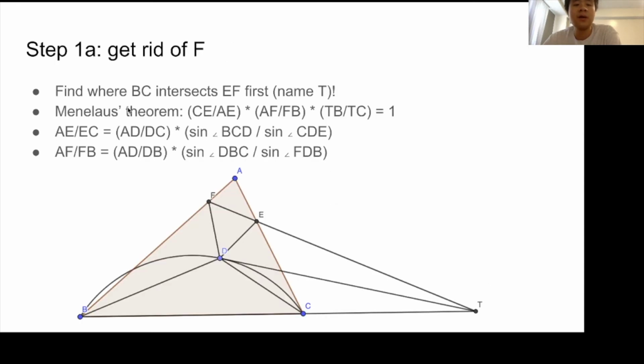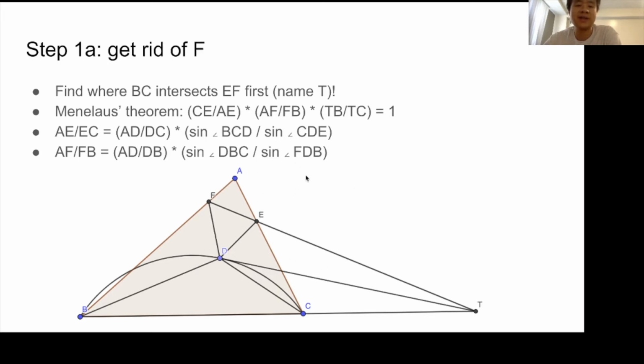Okay, so now getting back to the solution, we want to get rid of F. So how do we do that? The answer is that we consider the triangle ABC, and we know that F is on AB, E is on AC, and also T is on BC, and F, E, T are collinear, lying on the same line by our definition. So that means that we can use Menelaus' theorem in this form.